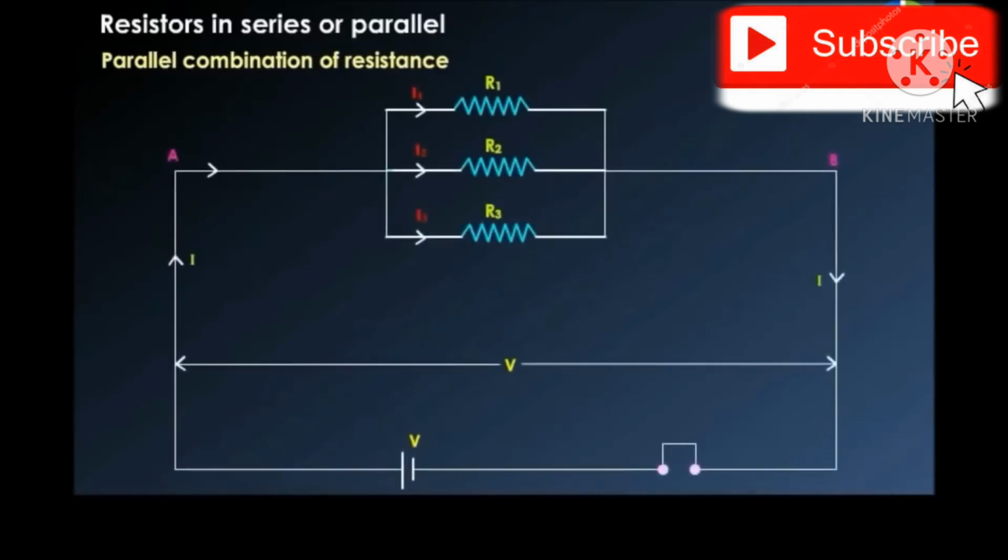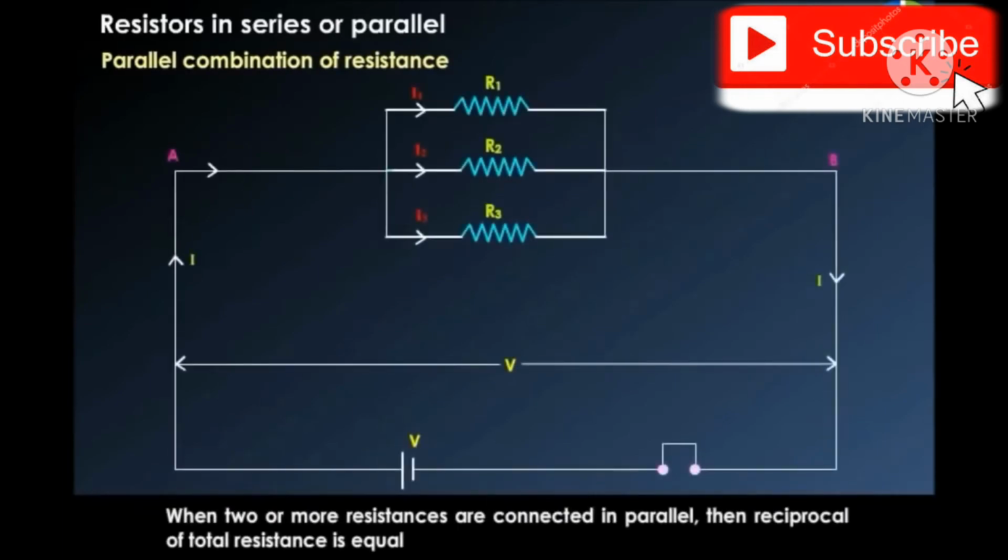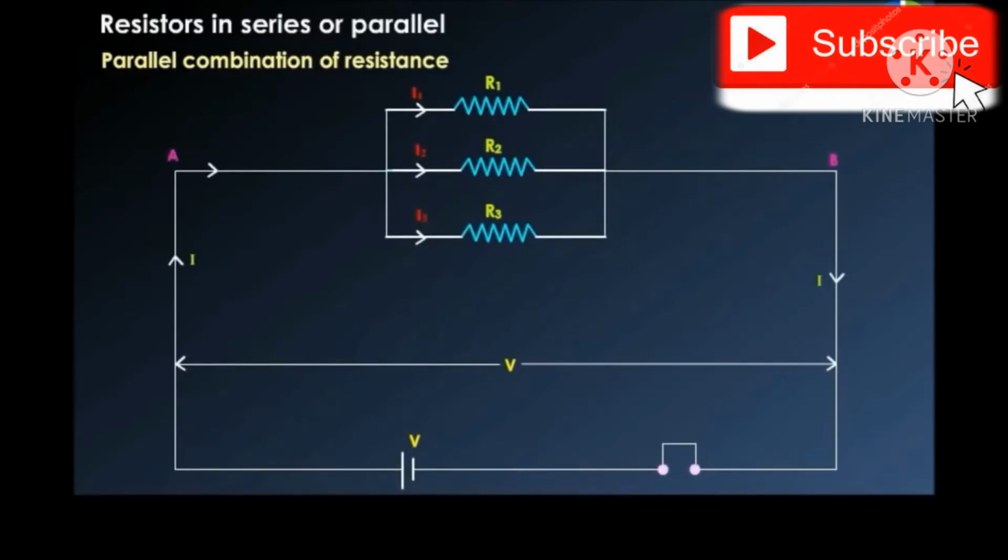Second, parallel combination of resistances. When two or more resistances are connected in parallel, then the reciprocal of the total resistance is equal to the algebraic sum of the reciprocals of the individual resistances.